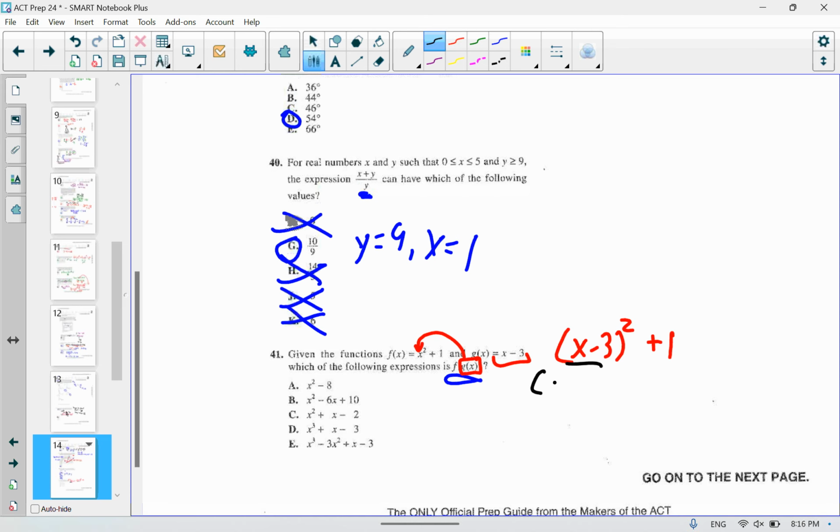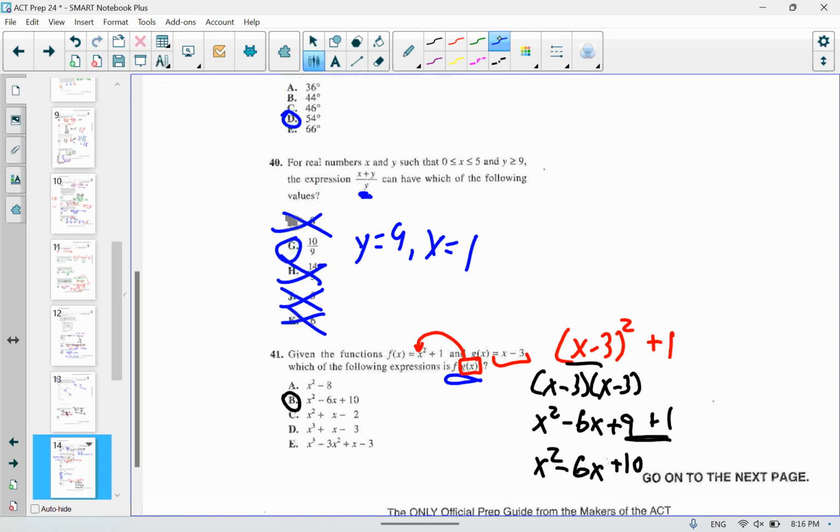Which means I would expand this as x minus 3 times x minus 3 and FOIL it out to x squared minus 6x plus 9. I still have this plus 1. I can combine terms. So x squared minus 6x plus 10 for letter B.